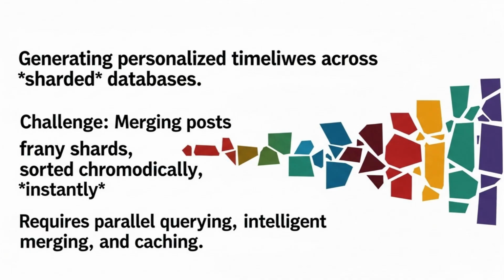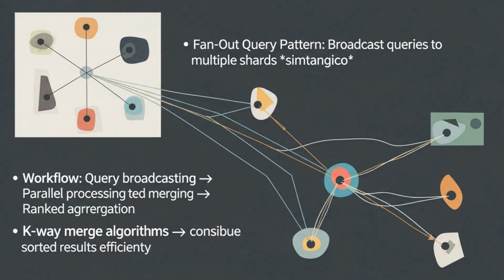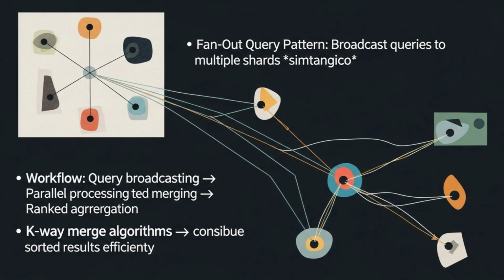So, how do we tackle the problem of slow, sequential queries across many shards? We use a pattern called fan-out query. Imagine broadcasting identical requests to all relevant database shards simultaneously, transforming a slow serial process into fast, parallel execution.